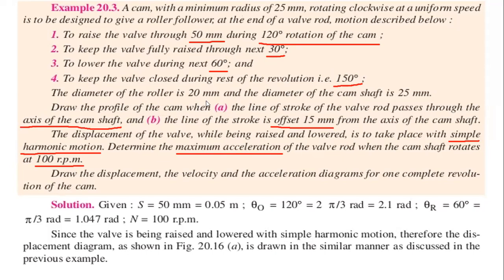They have given the diameter of the roller as 20 mm. In the roller follower, we need to draw the roller, whose diameter is 20 mm. And the diameter of the camshaft is 25 mm. They have asked for two variations: one where the follower passes through the axis of the camshaft, and the next where the line of stroke is offset by 15 mm from the axis of the camshaft.